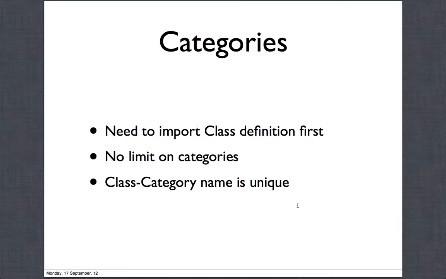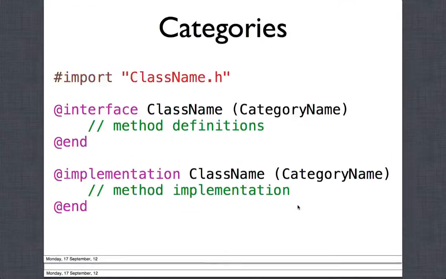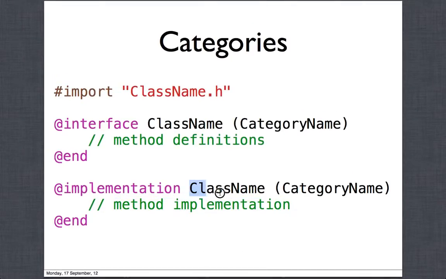There's no limit on categories, so you can create as much as you want. And the combination of the class and the category is unique. So here we created class name, category name, and you cannot create another category with the same name for the same class. But you can create the category with the same name for another class because the pair class category would be different.